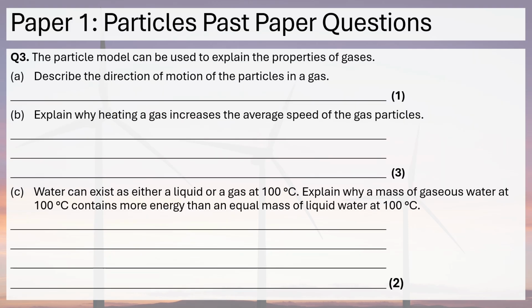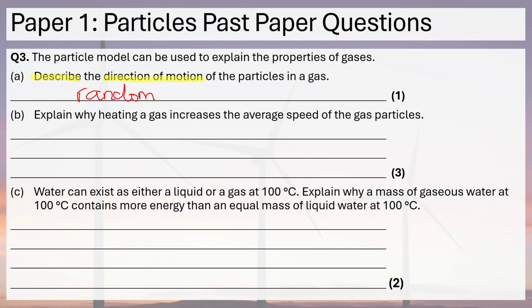Question 3. The particle model can be used to explain the properties of gases. Question A asks us to describe the direction of motion of particles in a gas. So just the direction. So all we need to say here is that it's random. You could also say they're moving in lots of different directions. That would also be fine.